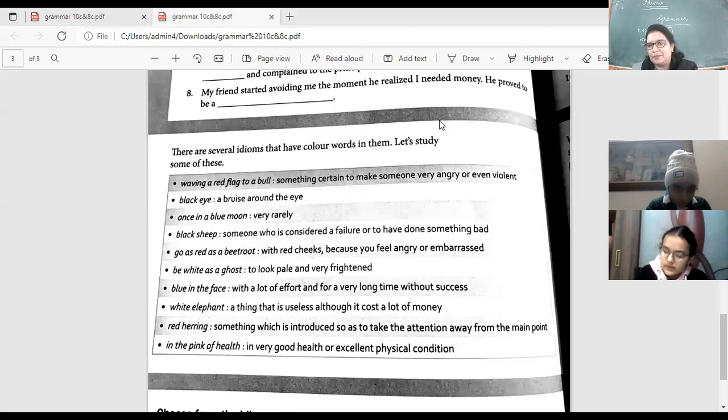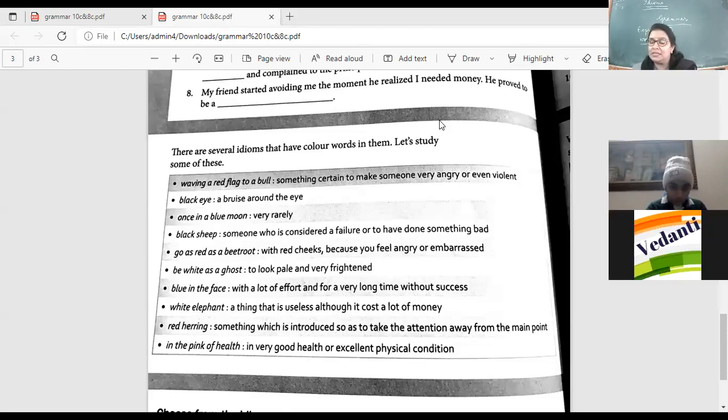Black sheep. Yes, so what is black sheep? Someone who is considered a failure, right? So you can say that Mr. Sharma is very proud of his daughter's achievements and it's his son who turned out to be the black sheep of the family, that he has not done well, he is considered a failure. He's not done well in life.